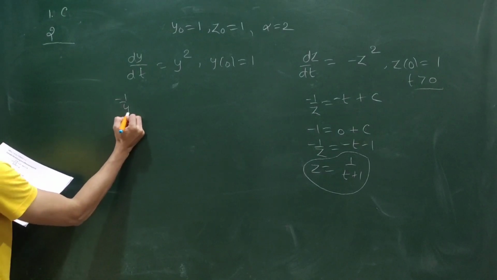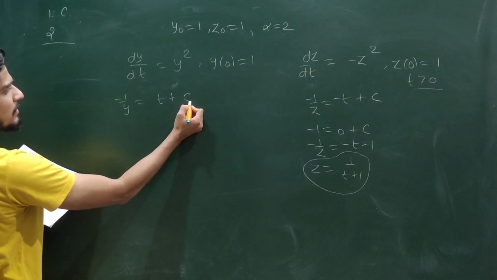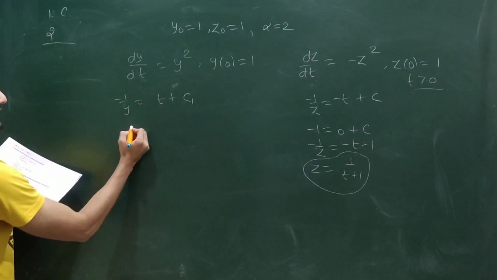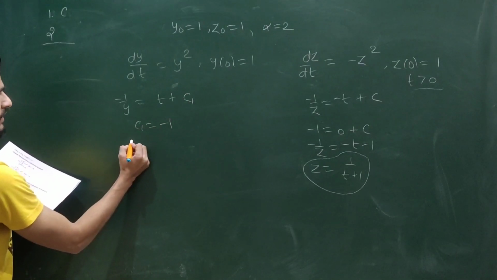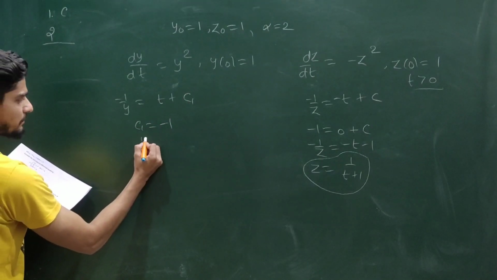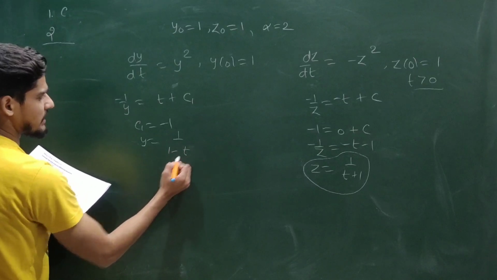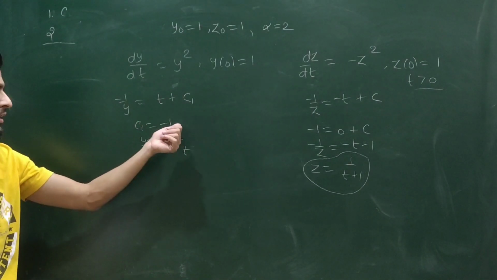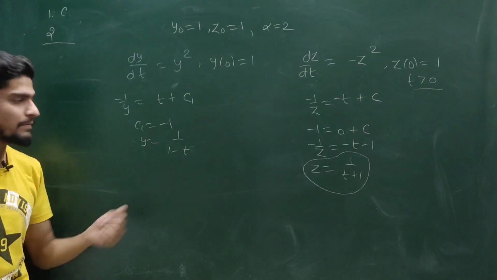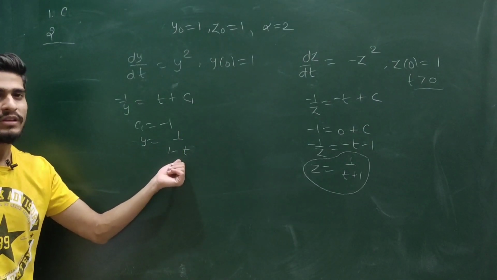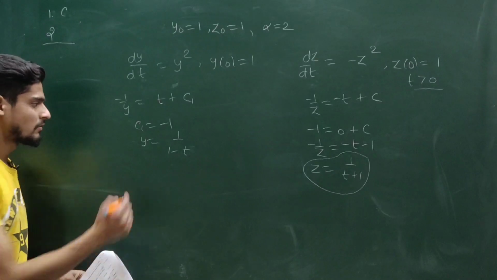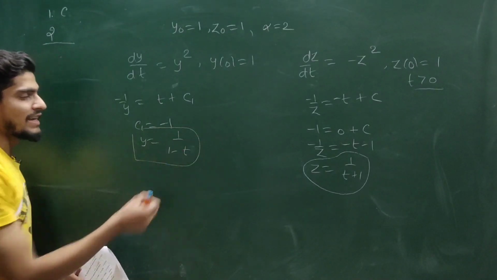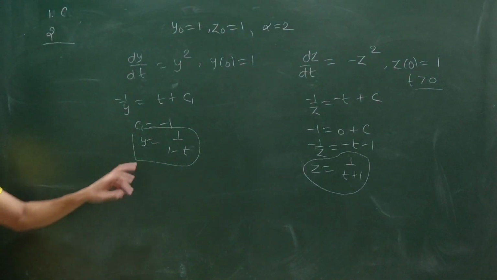So I have minus 1 upon y is equal to t plus c, say c1. Put your initial condition, your c1 will be minus 1, so your y is 1 upon 1 minus t. If you multiply by minus and take the inverse, then you will have y is equal to 1 upon 1 minus t. You can easily verify that at t = 1 the solution is breaking. So this is not existing globally. This is for your convenience.